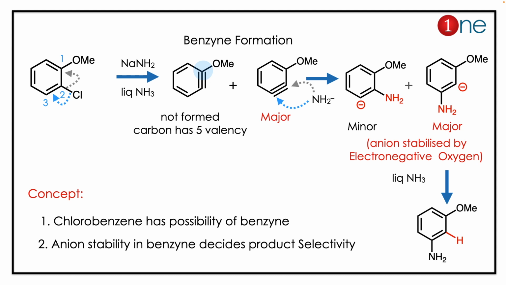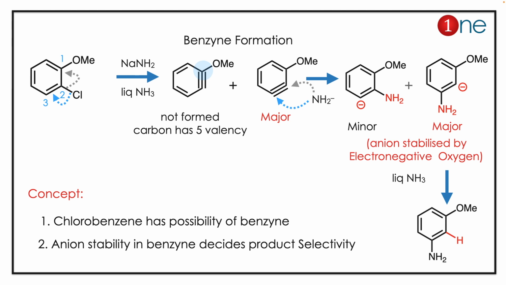In the first step, you are using sodamide and liquid ammonia, so obviously the benzyne mechanism is the only mechanism. But the problem is where the benzyne forms, at the 1,2 position or the 2,3 position. The 1,2 position is not formed because carbon would have 5 valency. So only the 2,3 position forms. So it's the major product.